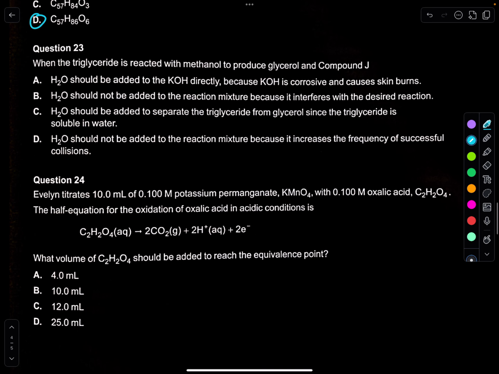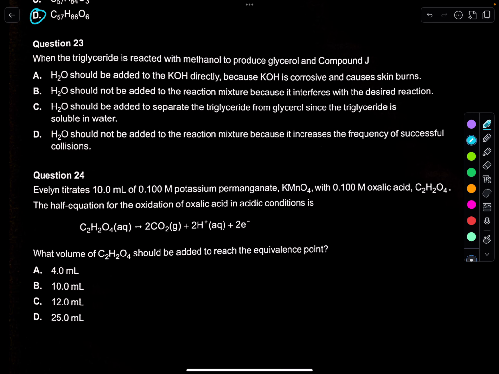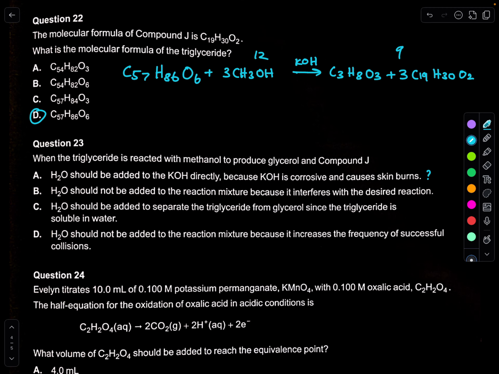Not too bad. Question 23. When a triglyceride is reacted with methanol to produce glycerol and compound J, H2O should be added to the potassium hydroxide directly because KOH is considered corrosive and causes skin burns. I have no idea, actually. Put a question mark on that one. H2O should not be added to the reaction mixture because it interferes with the desired reaction. And that's actually true. If you think about it, when the triglyceride is getting reacted with this, remember, what happens if you react the triglyceride with water?